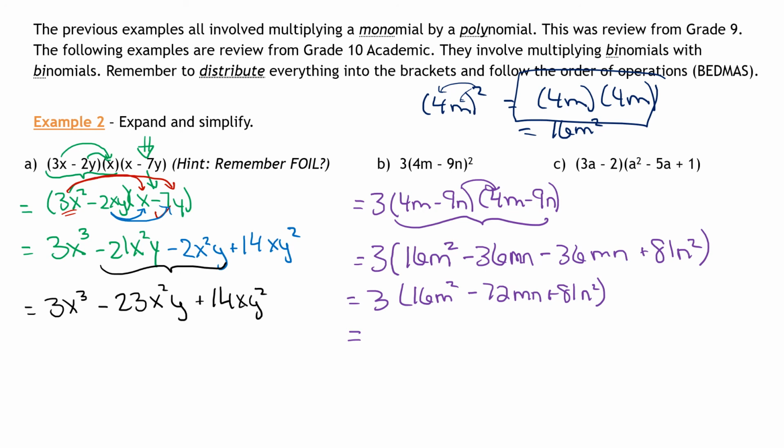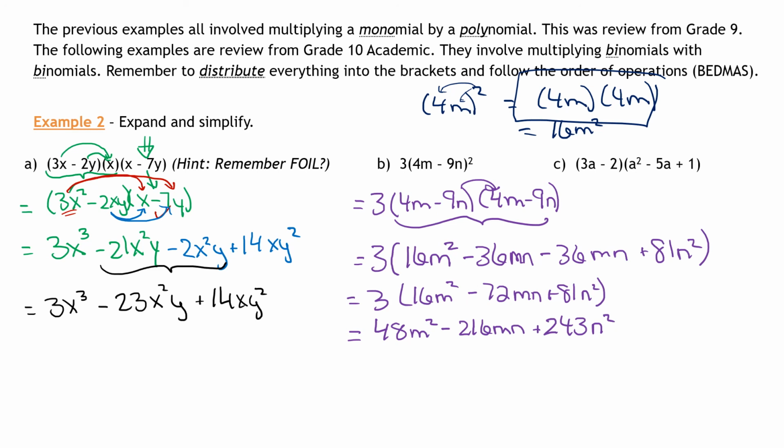So first you're going to do 3 times 16, that's 48m squared. And now we need to do 3 times 72, although it's a negative, that's going to give us a negative 216mn. And then 81 times 3 is our last one. We're just multiplying the numbers first because there's no other variables to do. So it's 243. Yes, 243. And then n squared.